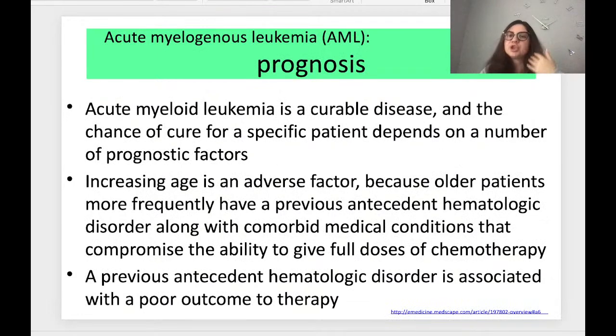Prognosis of acute myelogenous leukemia. Acute myeloid leukemia is a curable disease, and the chance of cure for a specific patient depends on a number of prognostic factors. Increasing age is an adverse factor because older patients more frequently have a previous antecedent hematologic disorder along with comorbid medical conditions that compromise the ability to give full doses of chemotherapy. A previous antecedent hematologic disorder is associated with poor outcome to therapy.